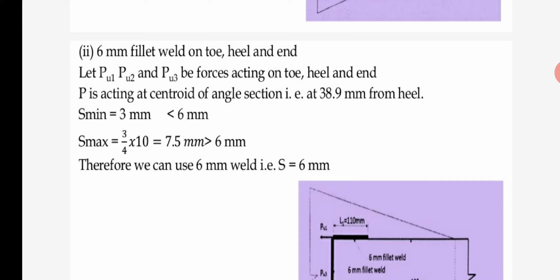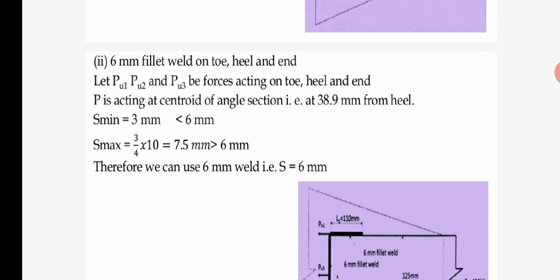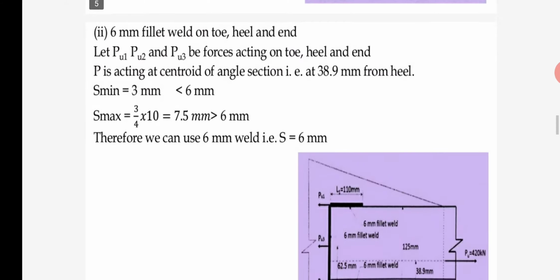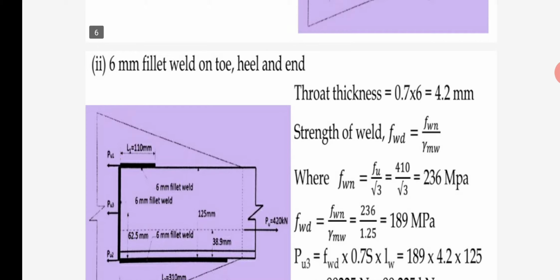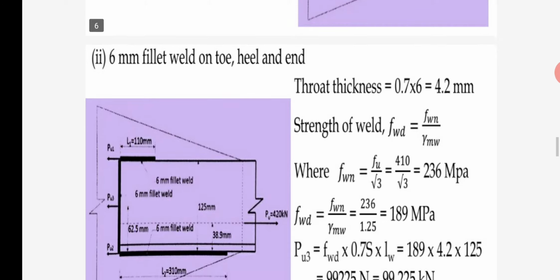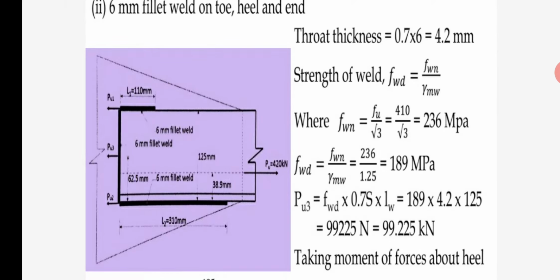According to the size of the plate used for the welding, the minimum weld size is 3 mm and the maximum size is 7.5 mm. Therefore we can use a 6 mm weld, which is also given in our data. The next step is to find the throat thickness.